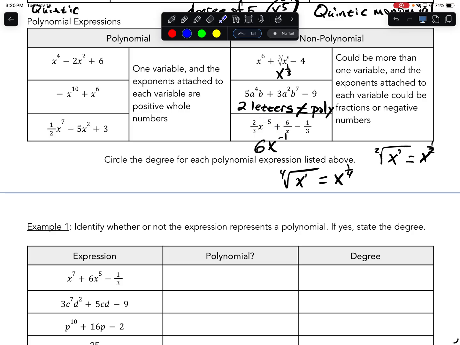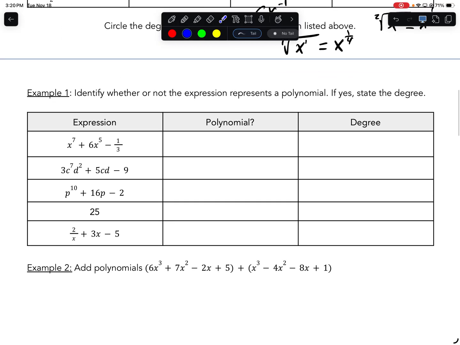So, Henry, top one there, x to the 7th plus 6x to the 5th minus 1/3, polynomial, yes or no? Yes. What's the degree?